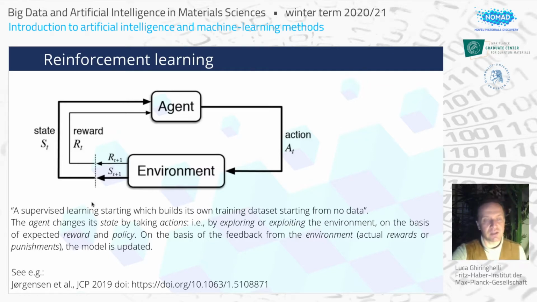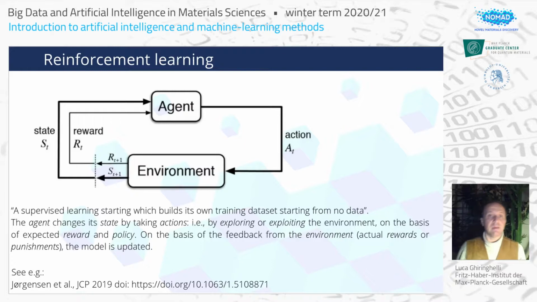And the lingo goes in this way. There is an agent, an algorithm that changes its state by taking action. So it decides to explore the environment. Let's say you have an algorithm that wants to build an atomic structure and starts from one atom, and it has to build atoms around it. It starts adding atoms first at random, and then it slowly learns how to place atoms in a better place.